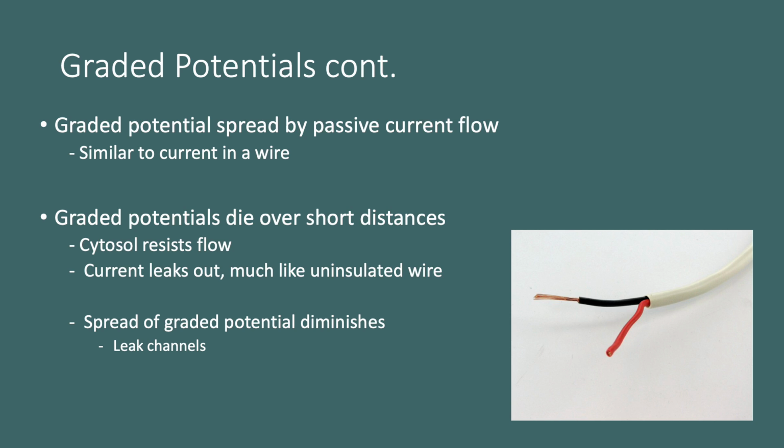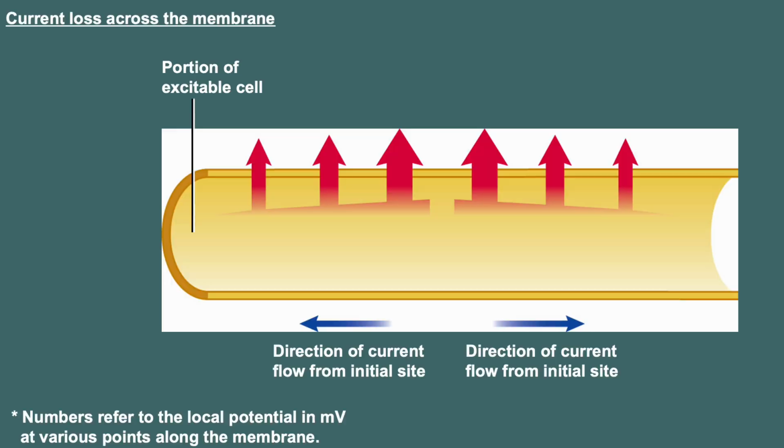Current leaks out. This is just like an uninsulated wire, right? This is why we insulate our wires so that current doesn't leak out. These leak channels are just like an uninsulated wire. Okay, so then we see the spread of that graded potential diminishes over space.